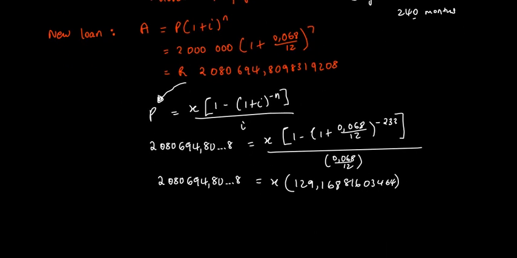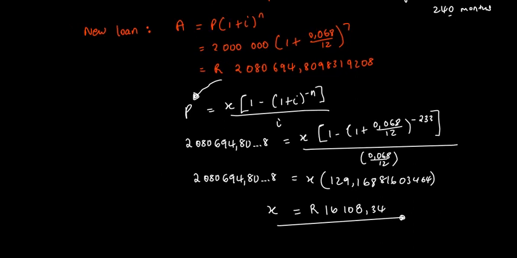So the x would be the 20 million 694, right, 809, right, 809 831 9208, right? Then you divide by the answer. So you should get that his new monthly payments now will be 16,108.34 rands. Then that is the final answer there.